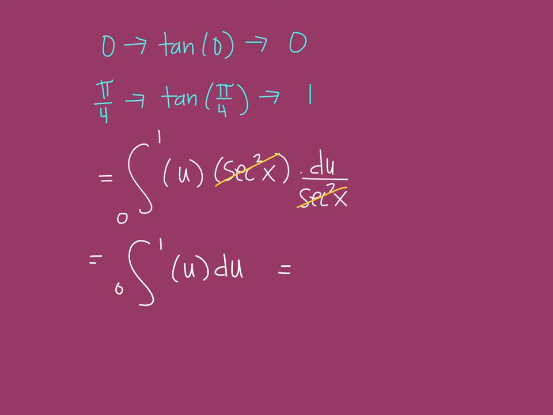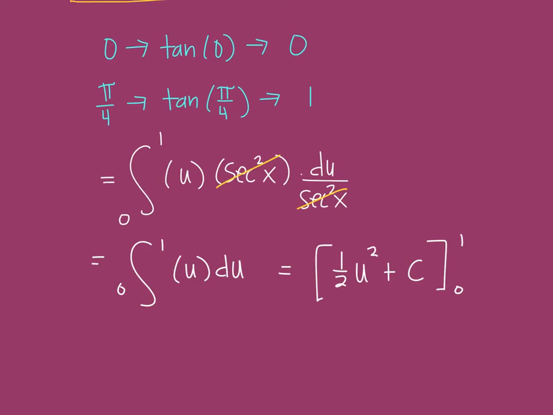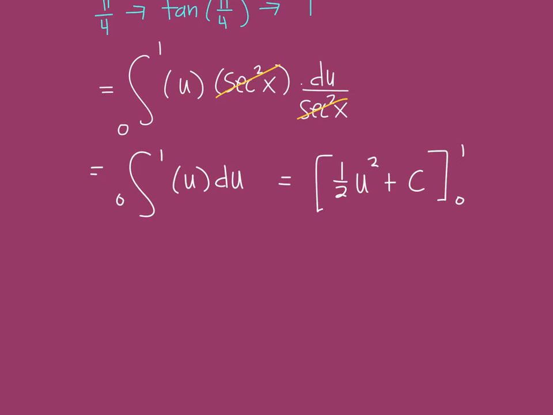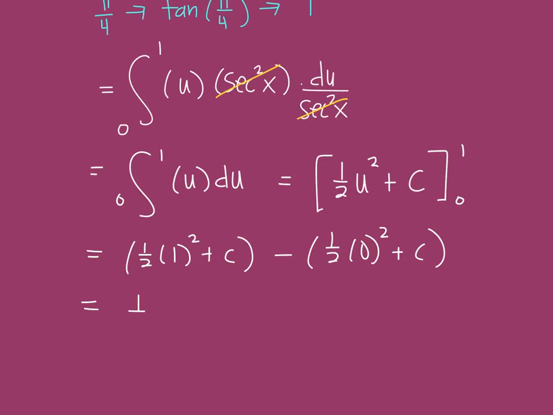So then I do my antiderivative, 1/2 u squared plus c, and you never have to go back. You never have to change the u back into tangent because you've converted your bounds too. And so from this point on, I can just go with the new bounds that I have. So this would be 1/2 times 1 squared plus c minus 1/2 times 0 squared plus c. So overall the answer is half.